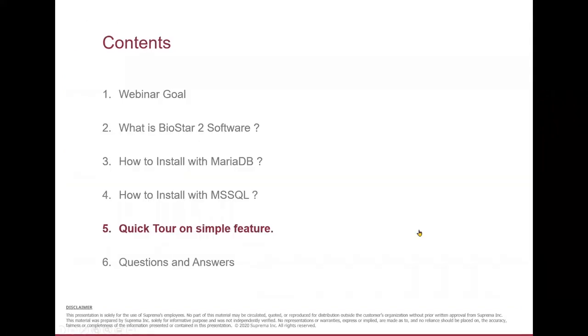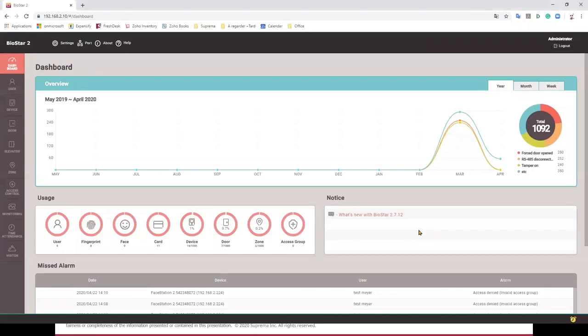So now I'm going to make a quick tour of simple features for BioStar 2. I will use our own server, which is working in our office near Paris. In this office, we have stocks and an office room, and we have also made an alarm system with a core station. So we are on our own server.